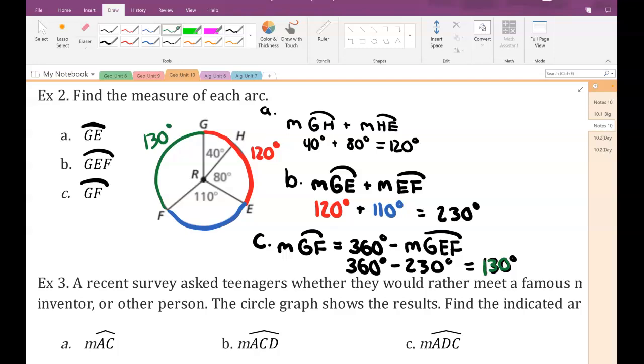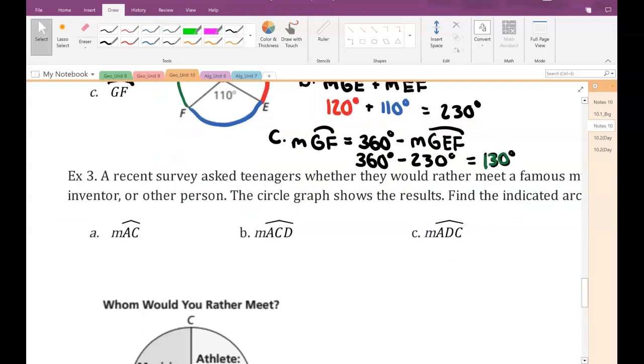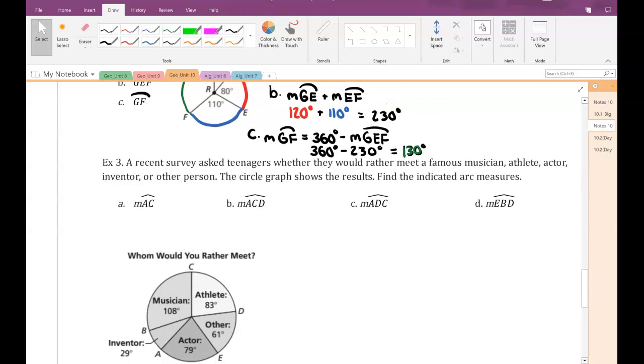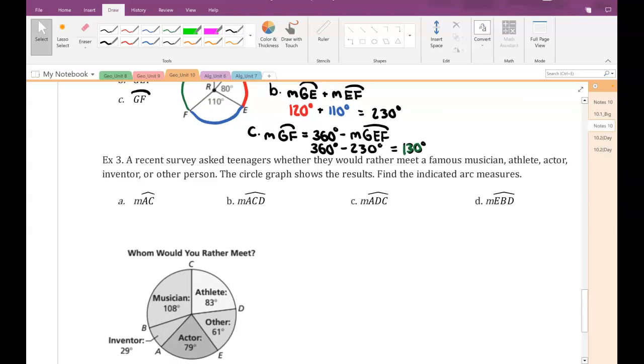And we'll do one more. It's a classic pie chart problem. You see a lot of pie charts in this unit. A recent survey asked teenagers who they would rather meet: a famous musician, athlete, actor, inventor, or investor, or just another person.